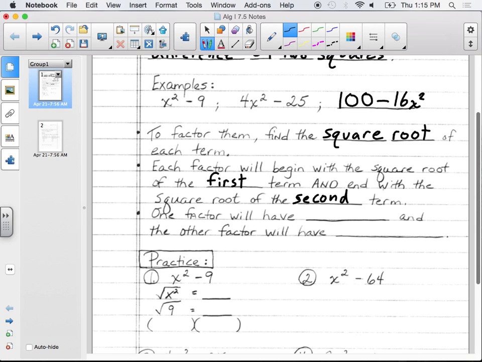And then last thing, in our 2 answers here, what kind of signs do they have? Addition and subtraction. One's going to have addition, the other one will have subtraction.